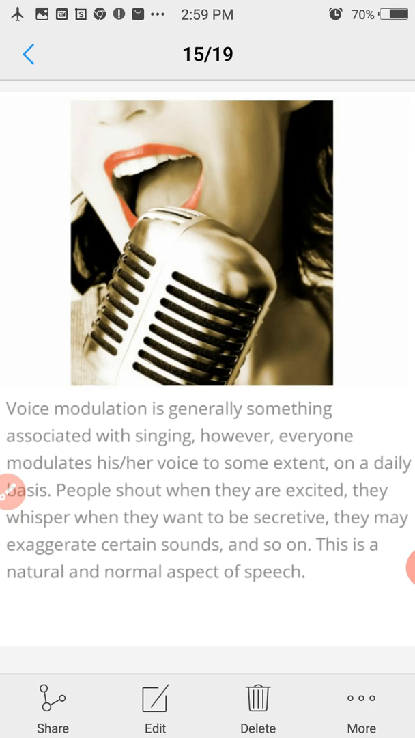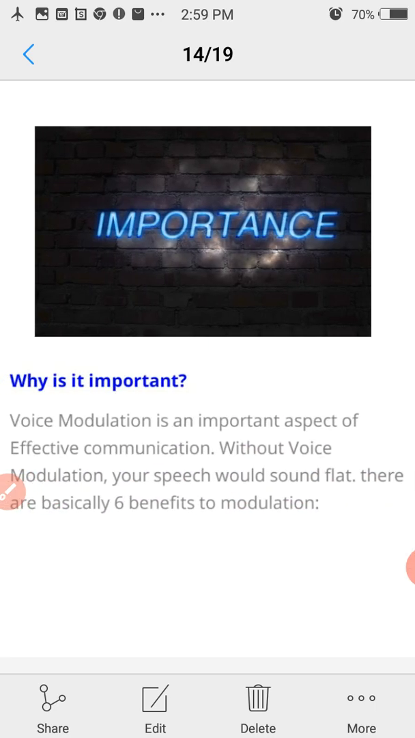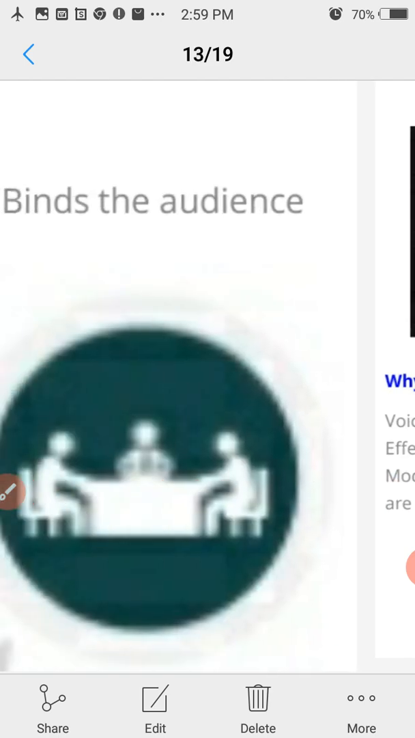People shout when they are excited. They whisper when they want to be secretive. They may exaggerate certain sounds and so on. This is a natural and normal aspect of speech. Now see the importance. Why is it important?